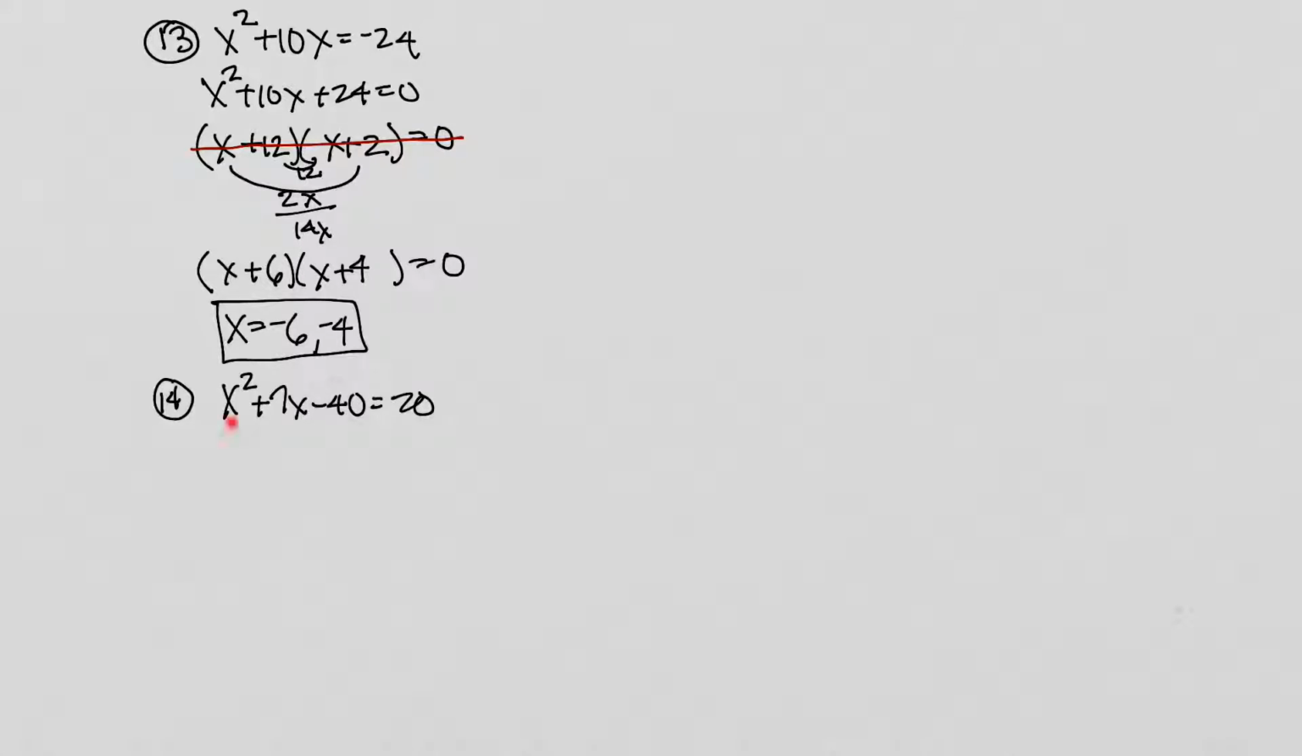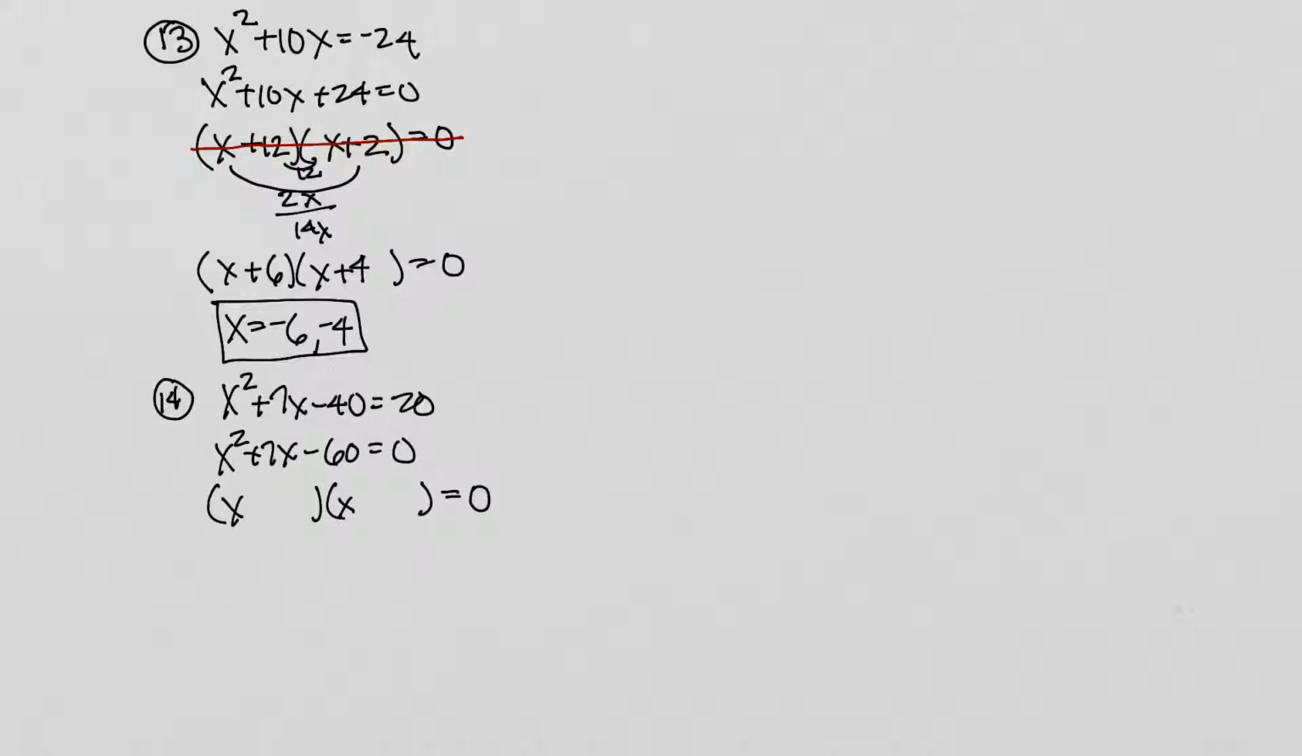And in number 14, we just need to get this 20 onto the left side. So we have everything on one side, 0 on the other. So let's subtract 20. We'll get x squared plus 7x, now negative 40 minus 20, minus 60 equals 0. And we'll factor this. And again, don't forget that 0 equals 0. X and x.